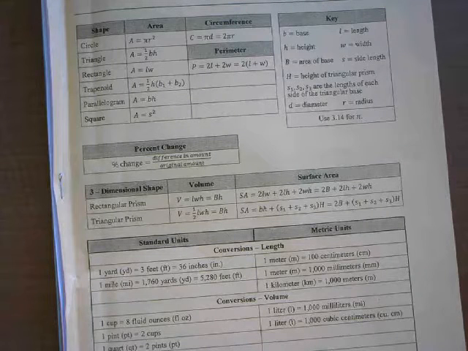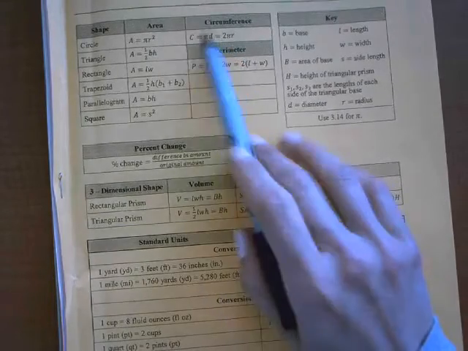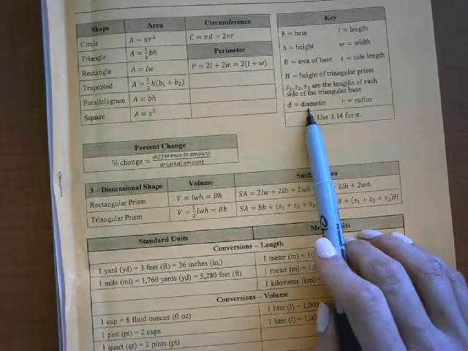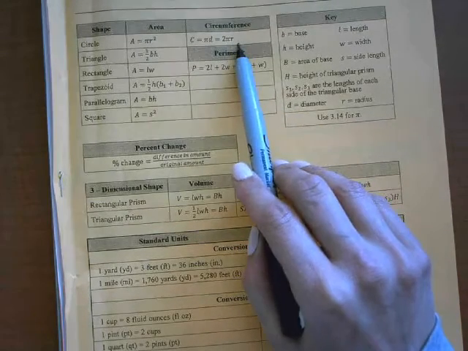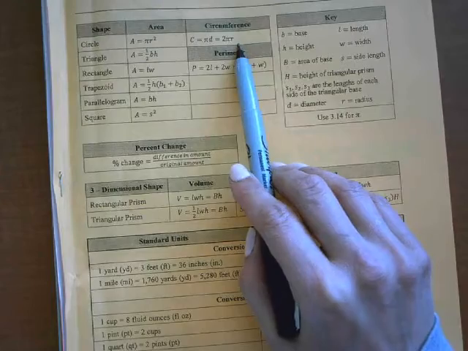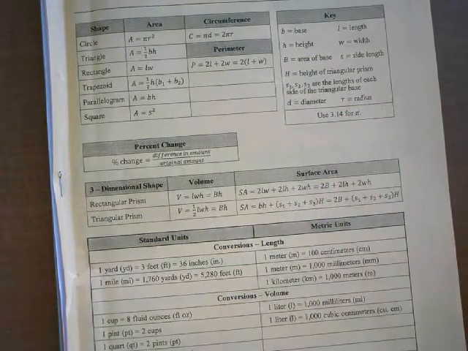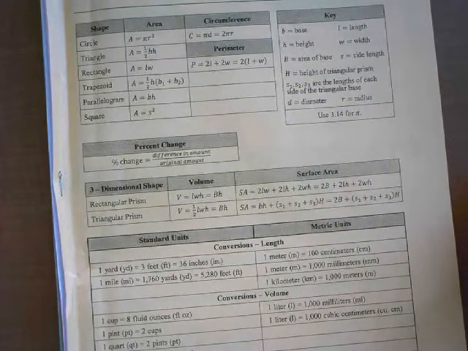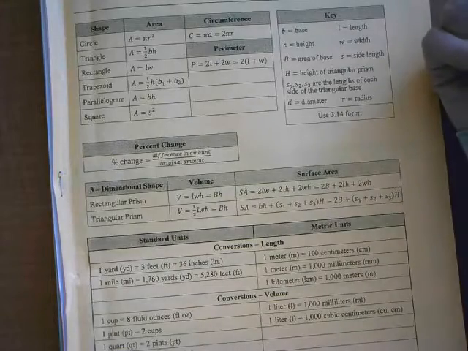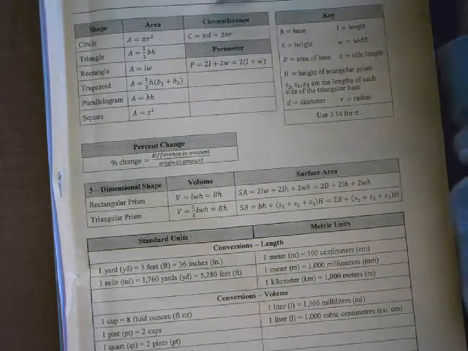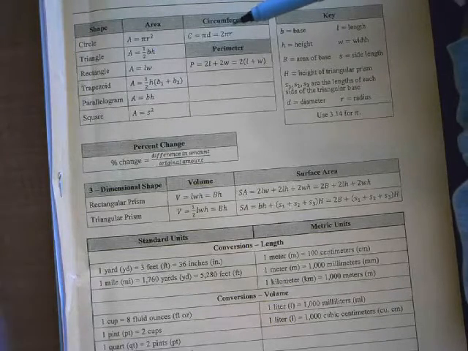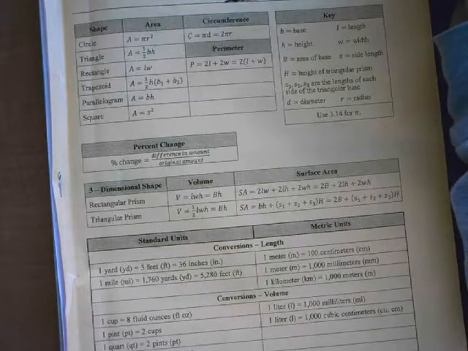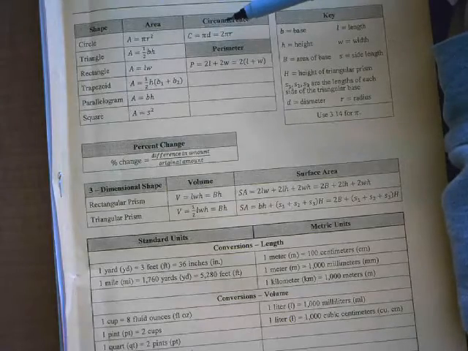So what does it say this formula is? C equals what? Pi d. And what's d stand for? Diameter. Then it says it's equal to what? 2 pi r, and r stands for radius. So with circumference and circles, we have a diameter and we have a radius. You use whichever formula you need based on the number they give you. If they give you the diameter, use the diameter formula. If they give you the radius, use the radius formula. Does that make sense, guys?